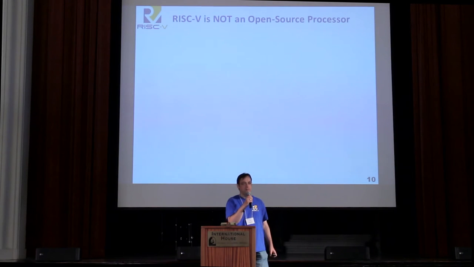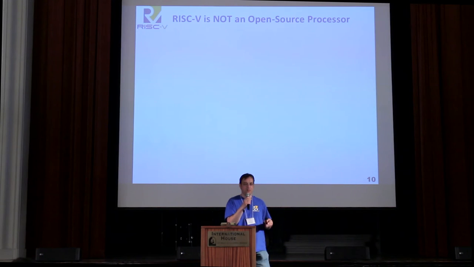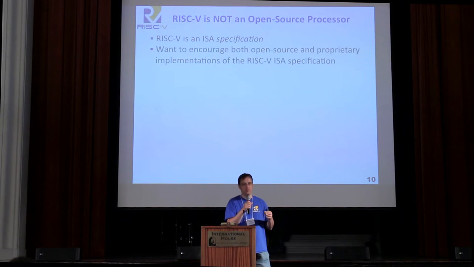One thing that people also get confused about, and I'll hammer this home a few times, RISC-V is not an open source processor. It's a little bit inaccurate to describe RISC-V as an open source project. The source here is really just a specification, right? RISC-V itself is a free and open specification of how you should design hardware and how you should map your software to that hardware. So the important thing is you want to allow, in fact, encourage both closed source and open source implementations of this specification, right?